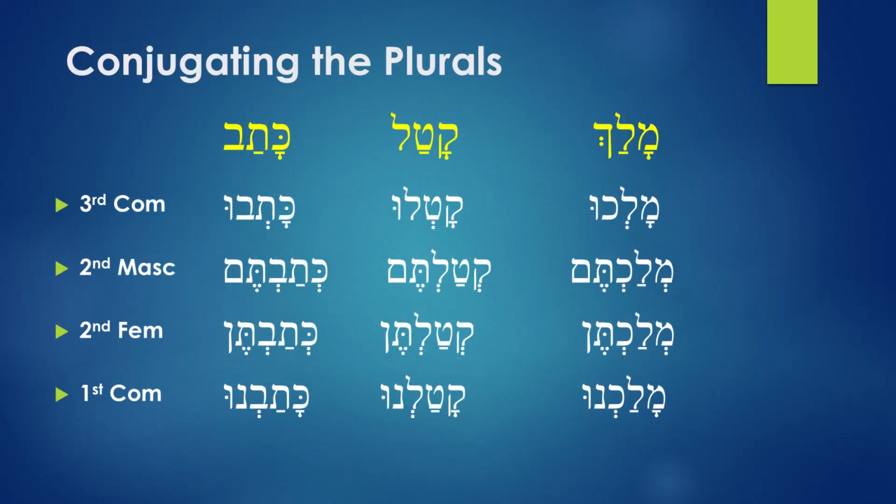Let's look at the plurals. On the plurals, you have these forms. Same principle applies, only that on the plurals, you are using plural suffixes. So let's go through it. We're still using the same verbs. These are plural forms of the singulars.